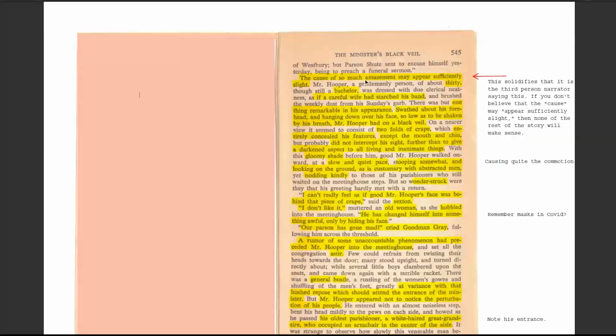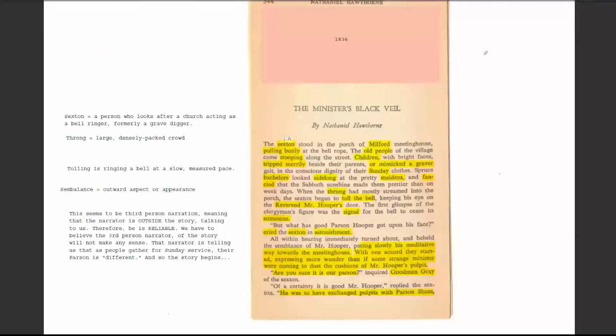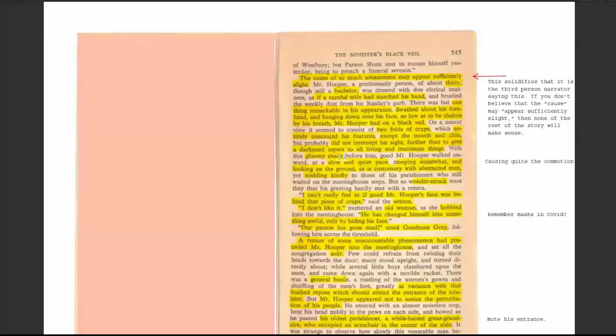Now we find out, and this is going to solidify, the third person narrator is telling us this story. "The cause of so much amazement may appear sufficiently slight." I want you to think about that sentence for a moment. Who's saying that? It's no one in the story. It's not the parson. It's not the sexton. If it were the sexton, the beginning of the story would have read, "I stood at the porch of Milford Meeting House busily pulling the bell rope." It would have said "I," but it doesn't.